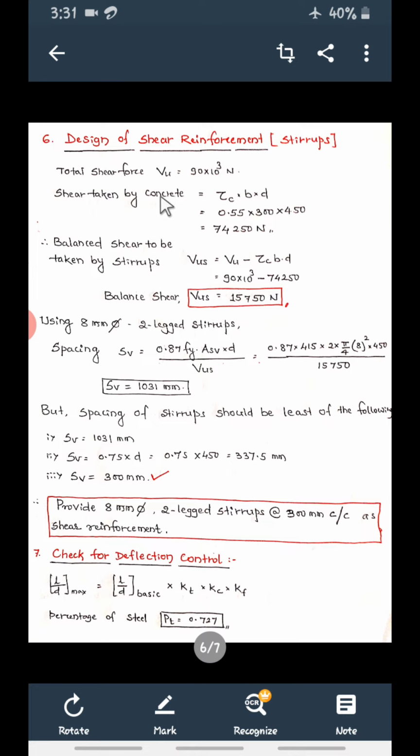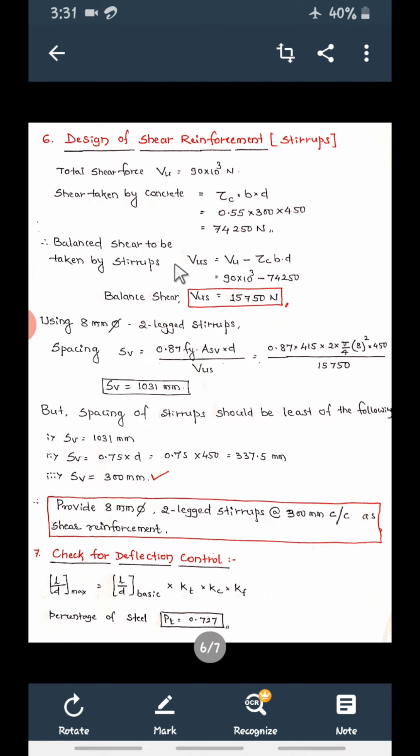Shear taken by concrete is equal to tau c into BD. Tau c is 0.55, b is 300 mm, d is 450 mm. So that is 74,250 Newton. So this is the force taken by the concrete. So the concrete is going to take how much shear force? This 74,250 out of 90,000. Out of 90,000, the concrete is going to take this much.